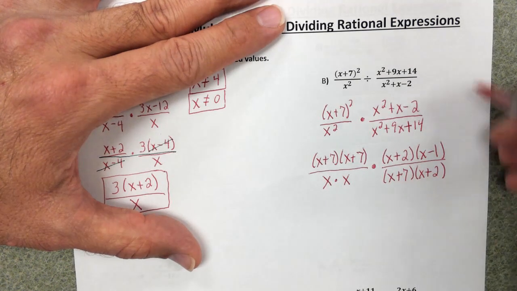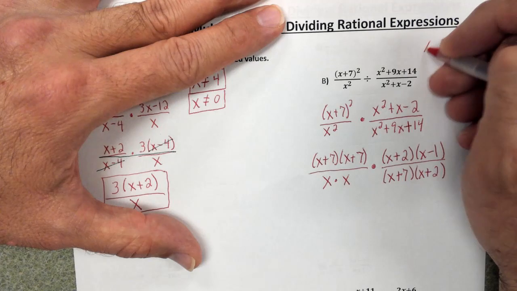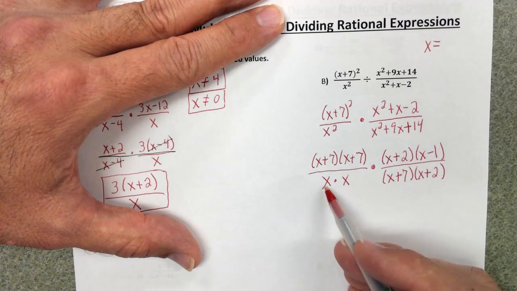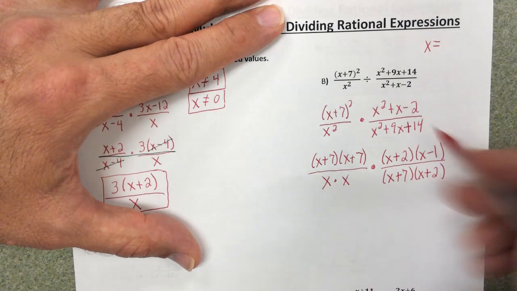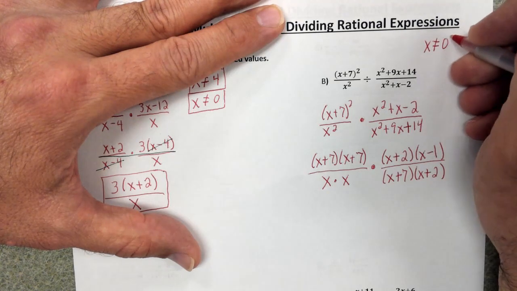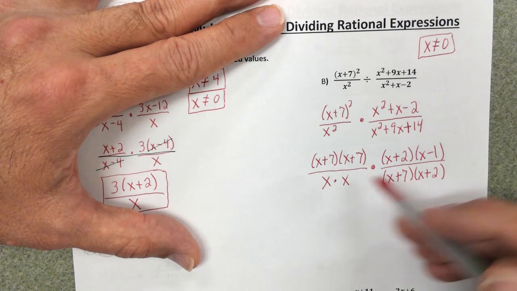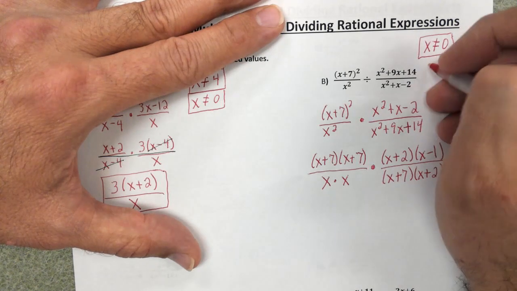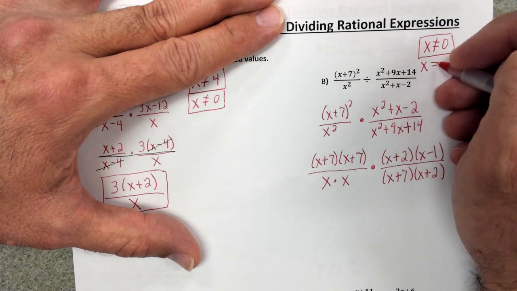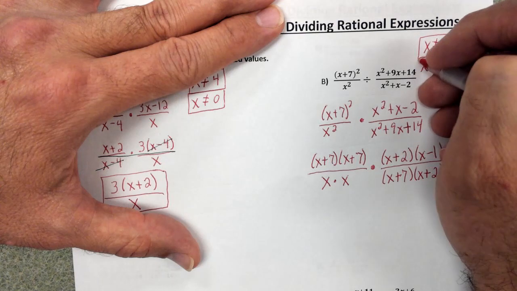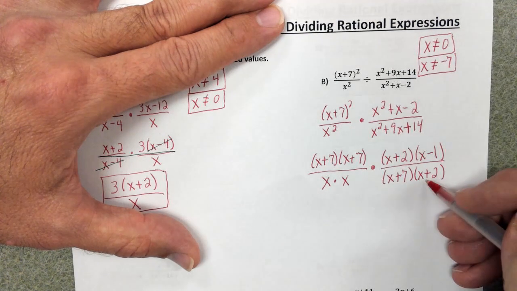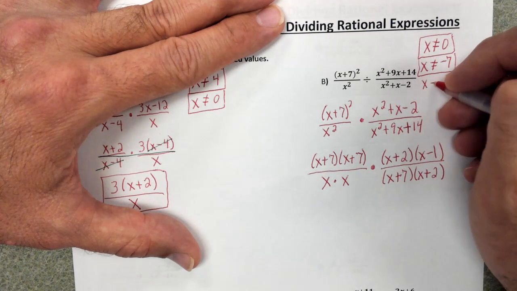Go ahead and get my excluded values here. So x, the only thing to make that 0 will be zeros for each of those, so x cannot equal 0. That's your first excluded value. On the other side, we got x plus 7, so that would be x cannot equal negative 7. And then we got x plus 2, so x cannot equal negative 2.